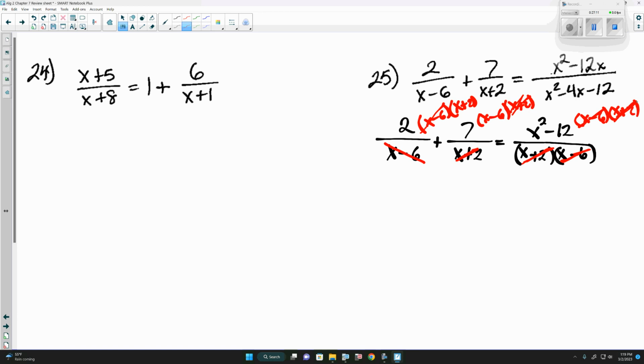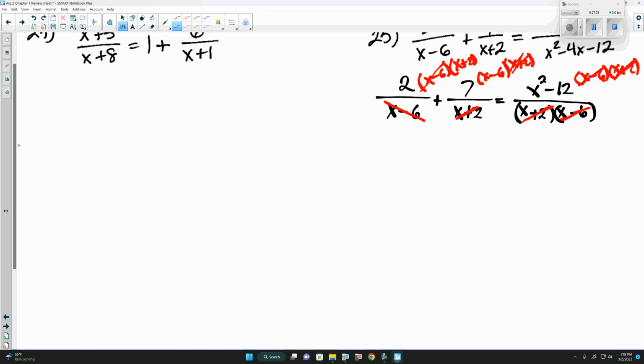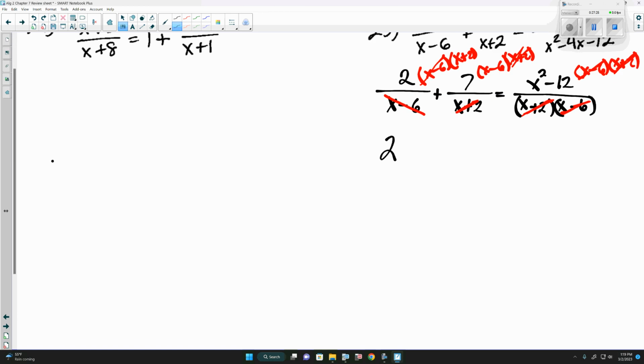And the way that x squared minus 4x minus 12 factored, the reason I said it was nice, is that it didn't add any factors that we had to multiply everything by in solving. We already had them. Now what that leaves us with is 2 times x plus 2 plus 7 times x equals x squared minus 12.